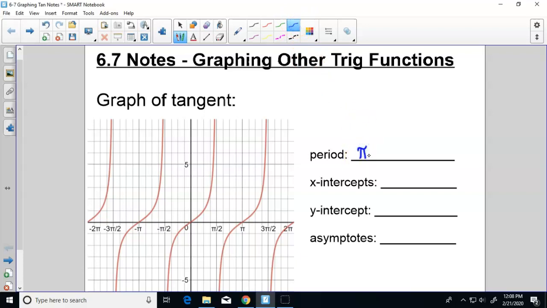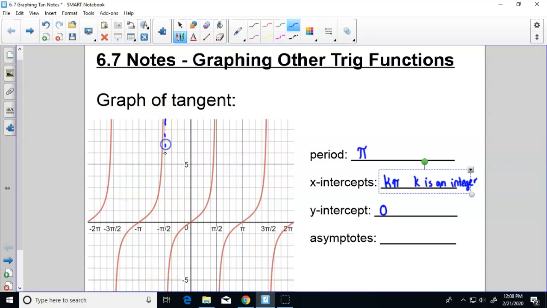And the x-intercepts here on the graph, you can see, are at 0, pi, 2 pi. There'd be one at 3 pi, 4 pi, 5 pi, negative 2 pi. So we can write this like this, k times pi, where k is an integer. So every pi, basically, is what we're looking at. The y-intercept of this graph is at 0. And we have vertical asymptotes for this graph.